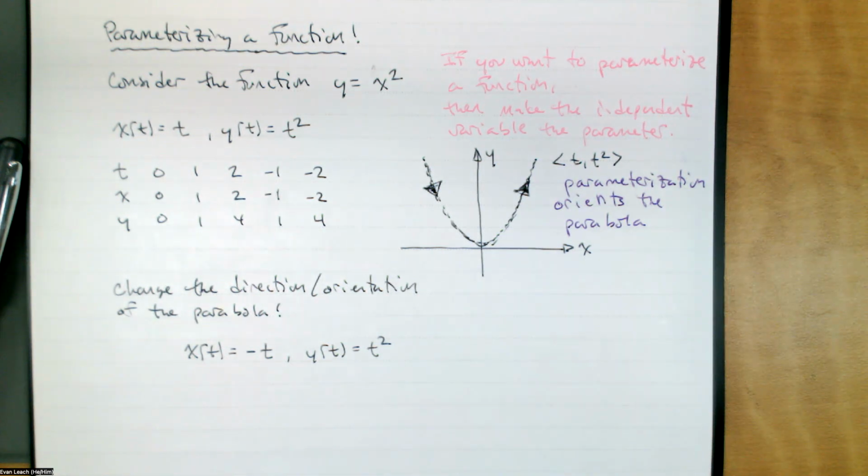If we want to change the orientation of our curve, we just need to change the signs of all the inputs. Notice that I changed the sign of the x, but I also plugged -2 into my y of t, but it got squared. Because even exponents don't respect negatives.